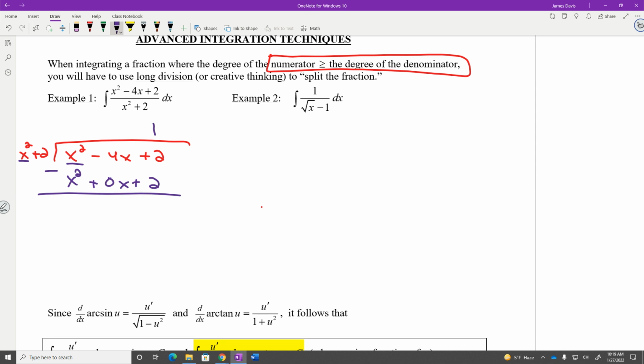So x squareds cancel. Negative 4x minus 0x is negative 4x. 2 minus 2 is 0. So it doesn't matter.